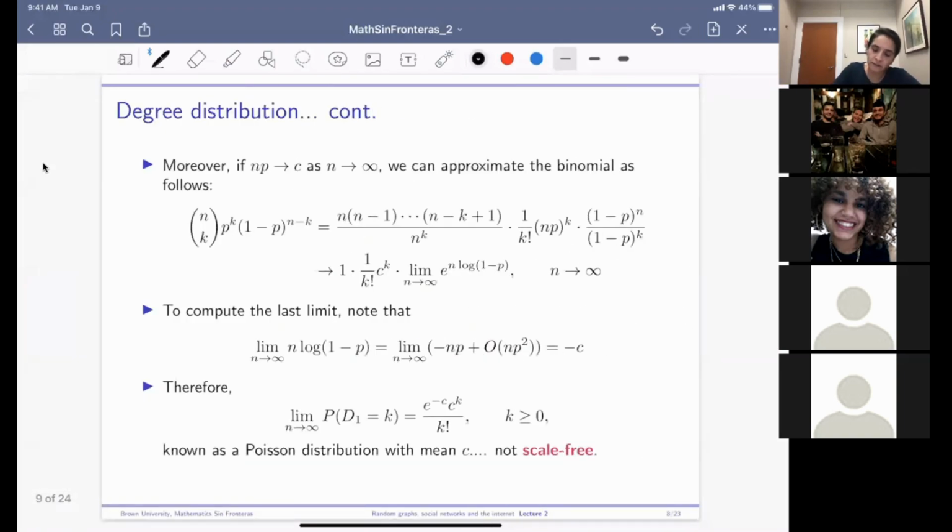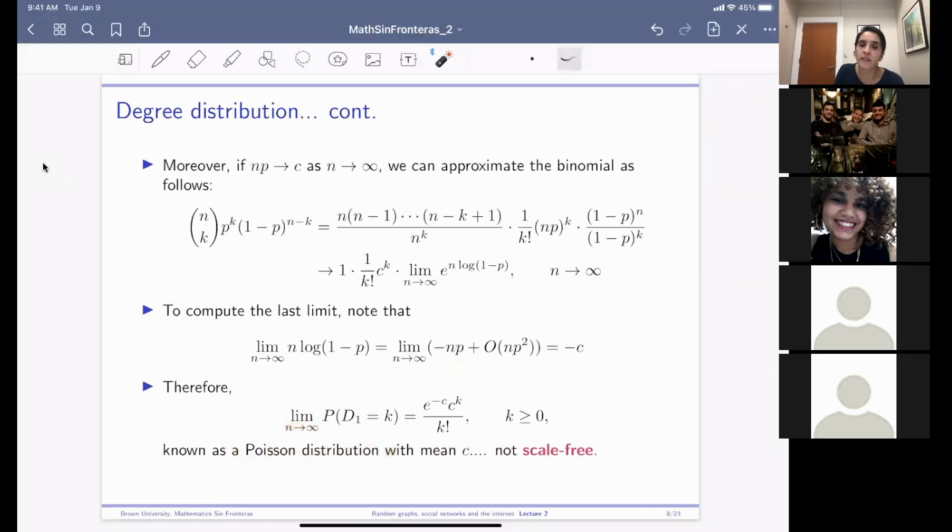So here's the entire derivation without my big handwriting. What I did on the exponent is this piece, which is use the first order Taylor expansion, or the approximation for the logarithm at 1, whichever you want to see it like. And this gives me that this limit is equal to minus c. So when I put everything together, I get that the limit of the binomial is e to the minus c, c to the k over k factorial. This distribution is called the Poisson distribution.